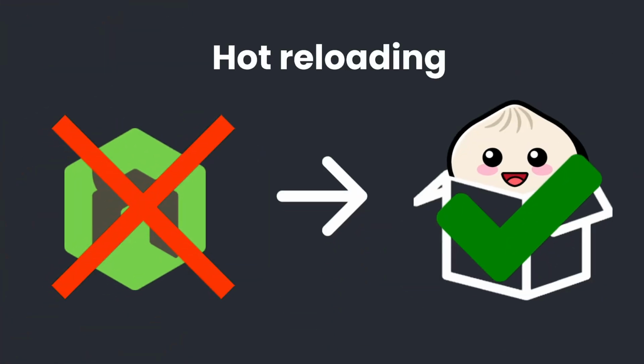And let's not forget about hot reloading. Bun supports hot reloading out of the box, which means you can see changes to your code without having to restart your server. This can be a huge productivity boost when you're iterating on your code.